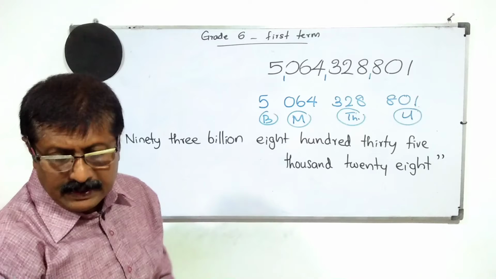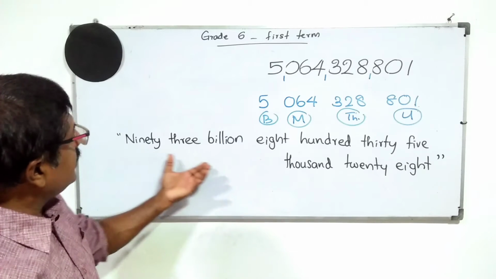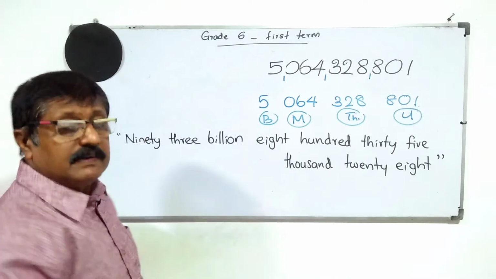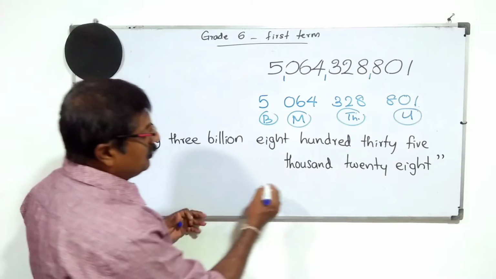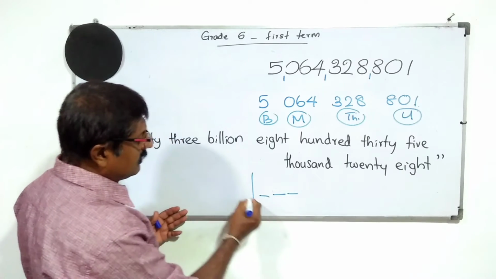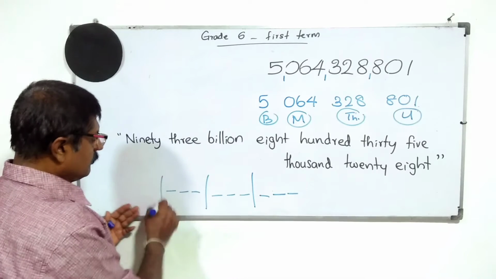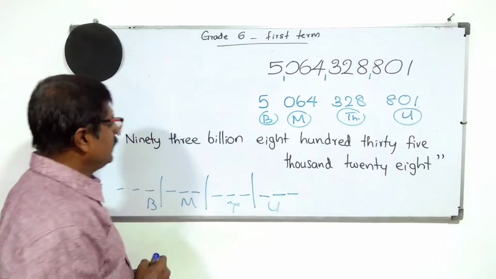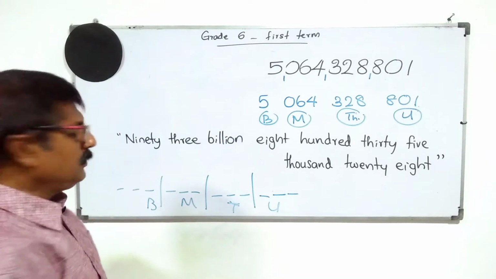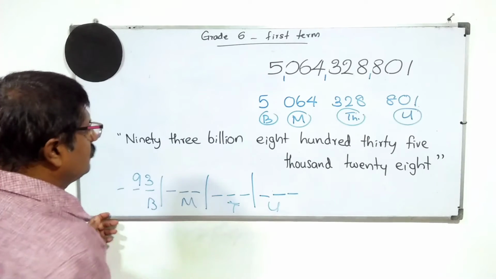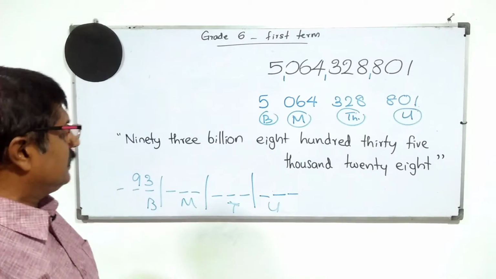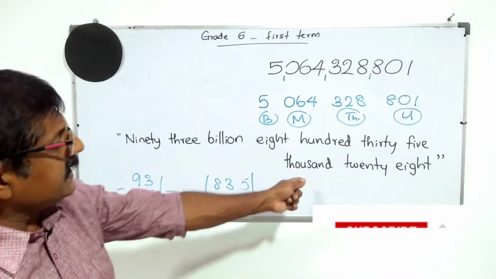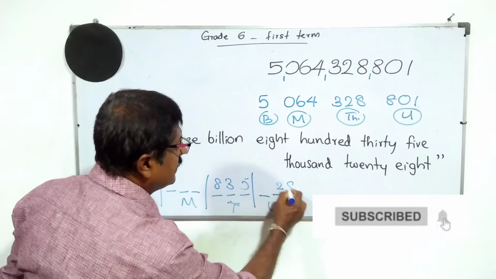Then the third part. Write this number in numerals. What is the number? 93,835,028. Okay. First of all, before you write a number like this, you have to mark the zones like this. This is the billion zone, million zone, thousand zone and unit zone. Okay. 93 billion, so you have to write 93 in the billion zone. 835,000 in the thousand zone, not in the million zone. And 28 in the unit zone.